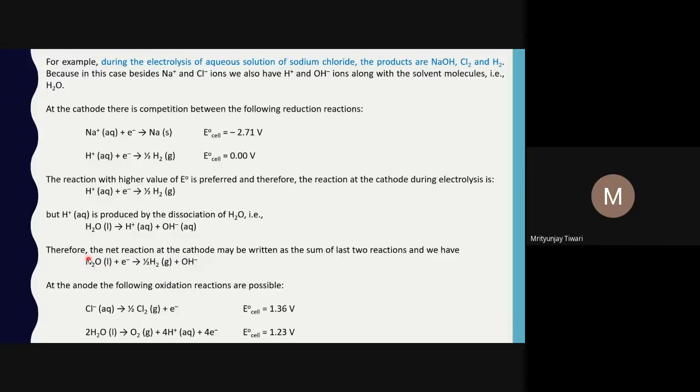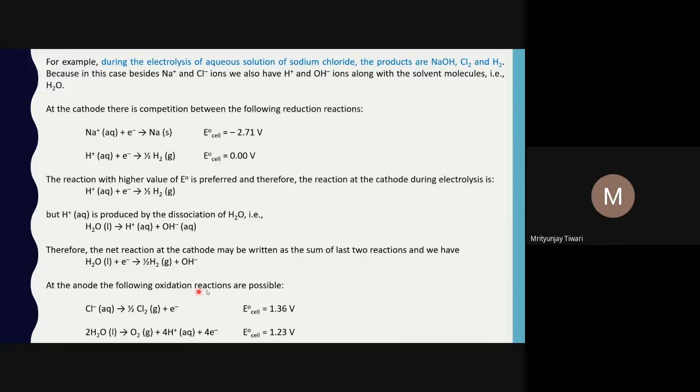And how is it reduction? The other way: hydrogen has a +1 oxidation state in this case, and here hydrogen has 0 oxidation state. So hydrogen going from +1 to 0 is what? It is a reduction. So this water is getting reduced at the cathode.